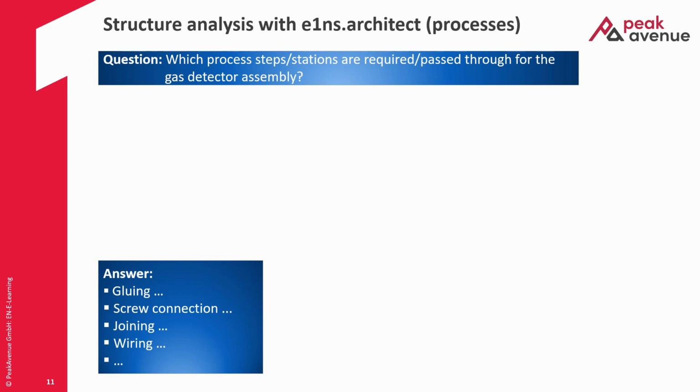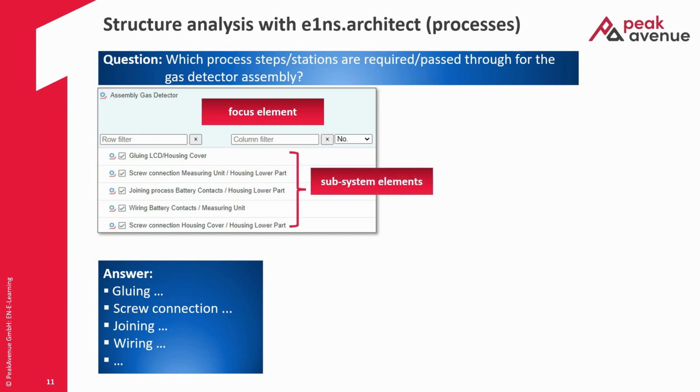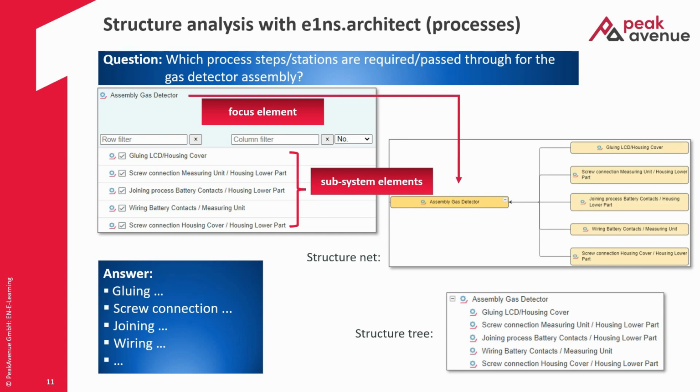There are different ways to perform the structural analysis in Peak Avenue e1ns. One possibility is to use the module e1ns architect. The item element to be analyzed is centrally located as a so-called focus element. The process steps or stations are located as subsystem elements below. This structure results in a structural network and can also be visualized in the structure tree. Both show the hierarchy of the structure.